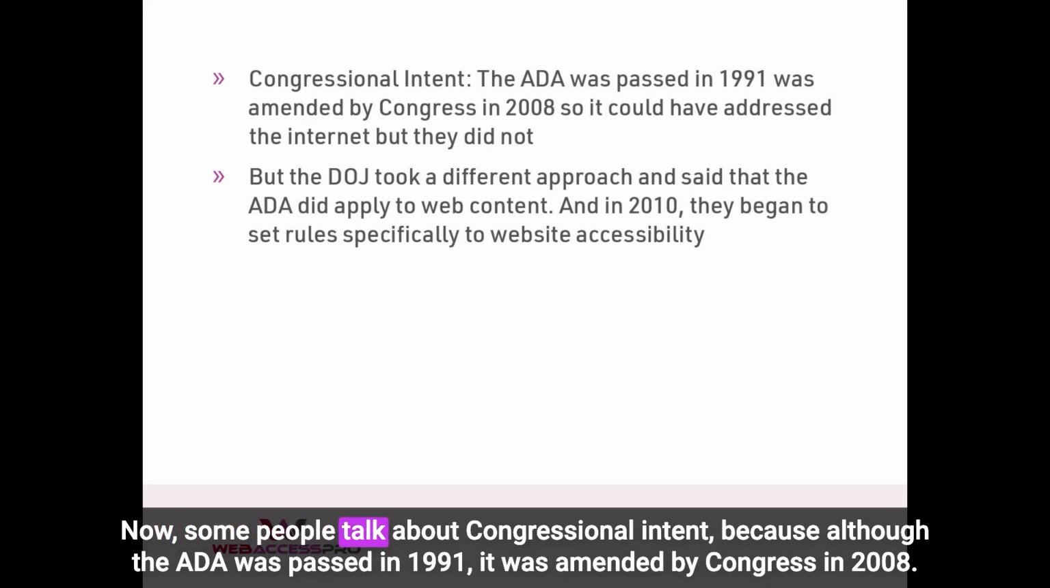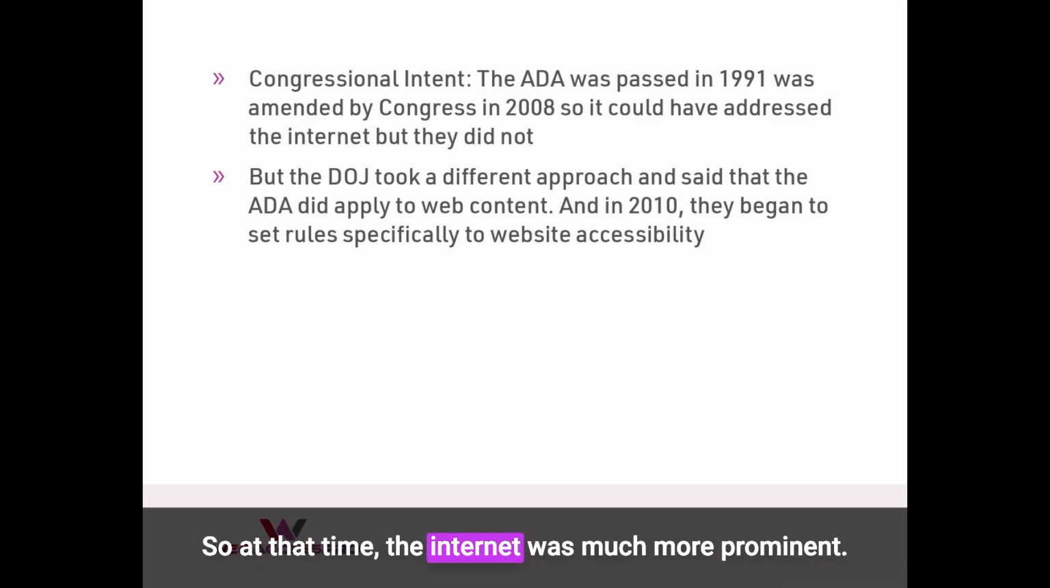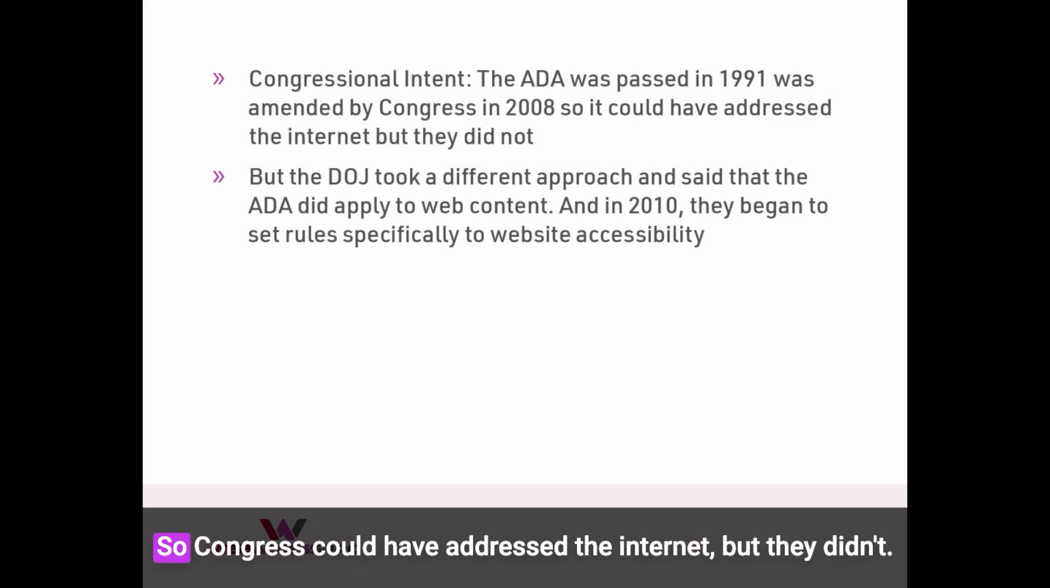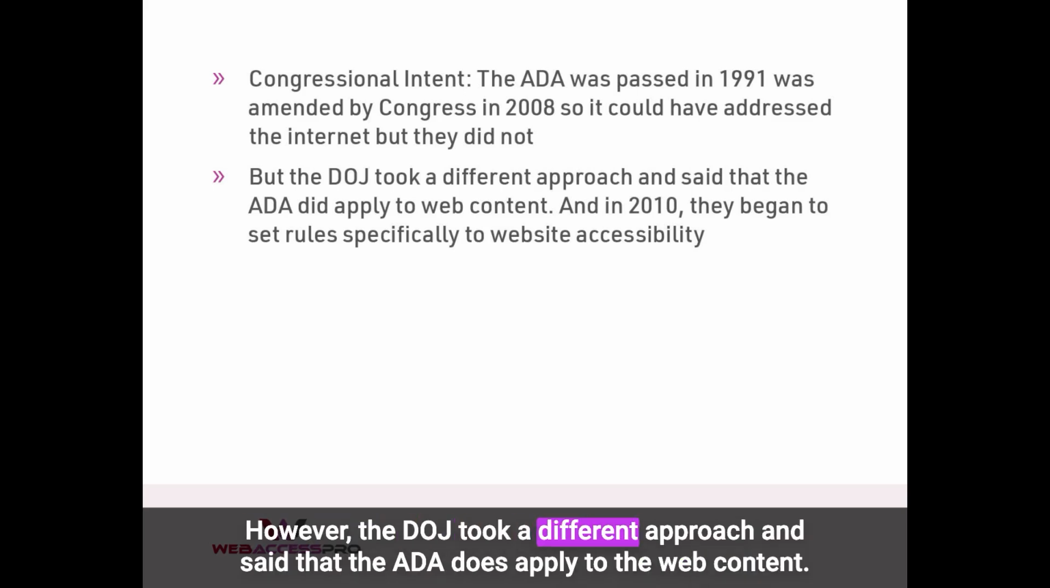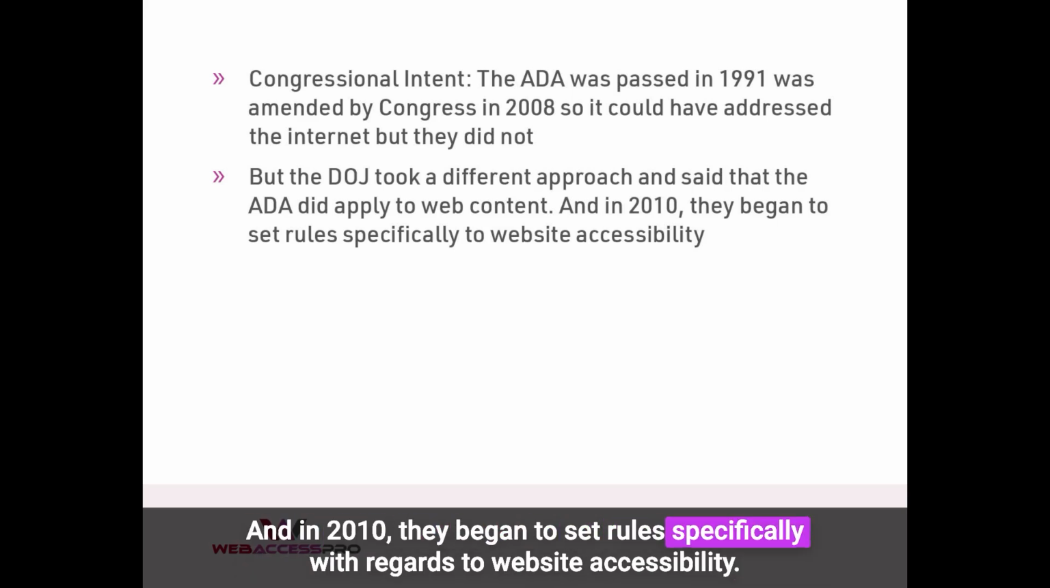Now, some people talk about congressional intent because although the ADA was passed in 1991, it was amended by Congress in 2008. So at that time, the internet was much more prominent. So Congress could have addressed the internet, but they didn't. So some people feel that Congress never intended for the ADA to apply to the web. However, the DOJ took a different approach and said that the ADA does apply to web content, and in 2010 they began to set rules specifically with regards to website accessibility.